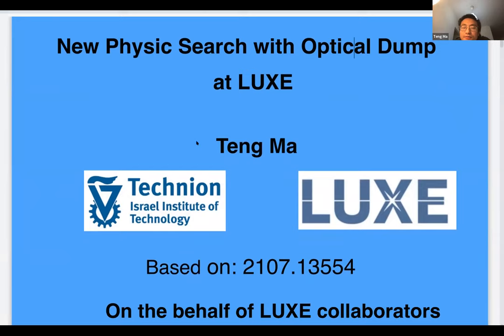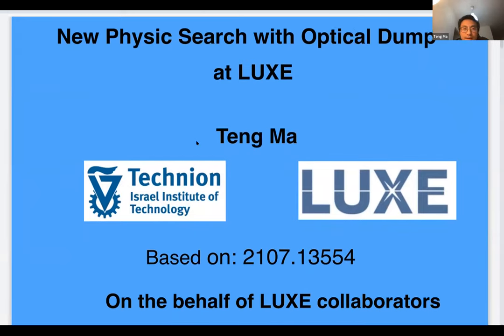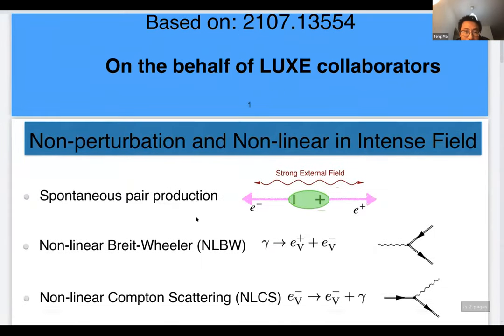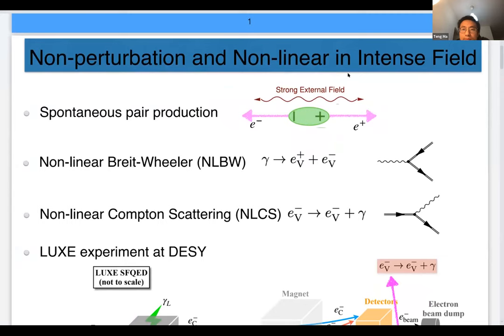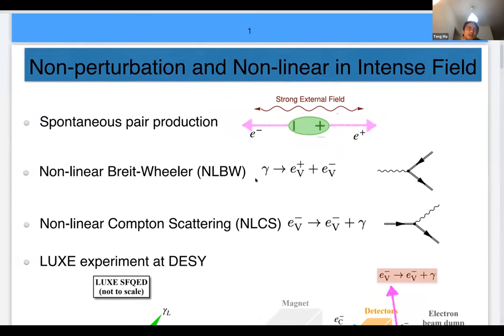Today I will talk about using a new type of dump to search for new physics at LUXE, based on this work. We know that in intense background fields, some non-perturbative and nonlinear processes will happen. For example, the famous spontaneous pair production: if the external field is very strong, it will drag a pair of electrons out of the vacuum. And when a photon is injected into the laser background, it will decay into a pair of electrons. This is the nonlinear Breit-Wheeler process. And if we cross-symmetrize this process, we find that nonlinear Compton scattering can also happen in strong background fields.